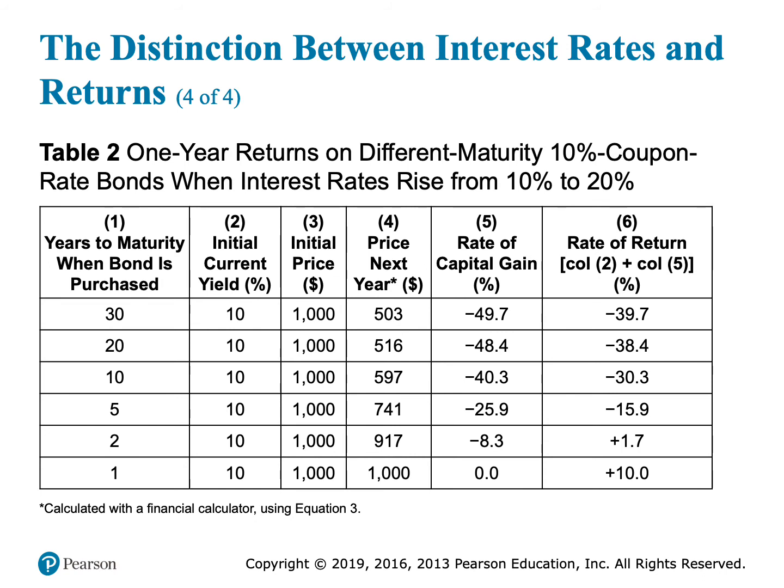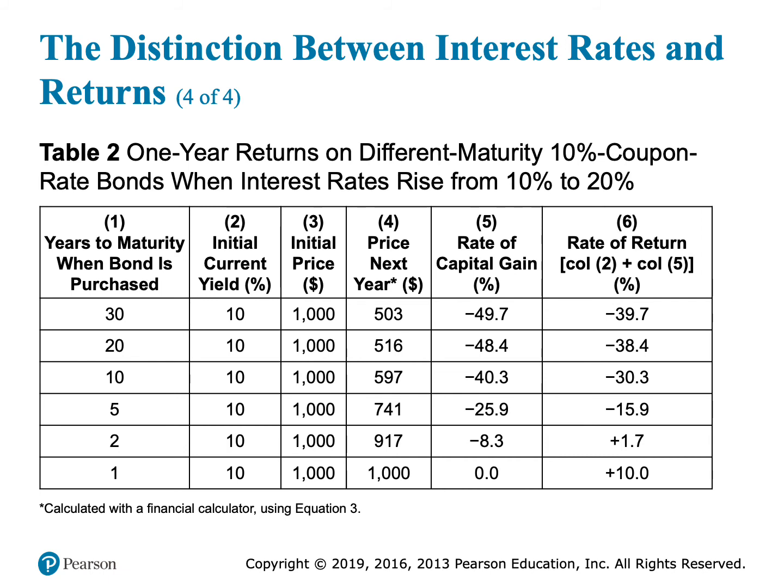Very good. So for the 30-year bond, our initial bond price was $1,000, and this thing collapsed. We had a 49.7% capital loss on this bond, which ate into our 10% current yield, leaving us with a 39.7% loss overall. Right?